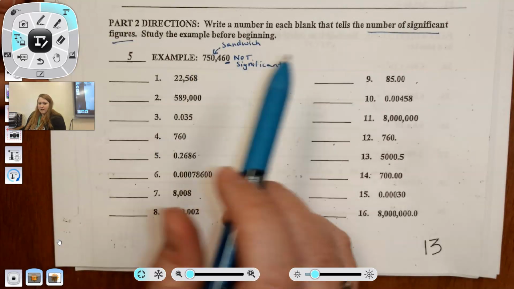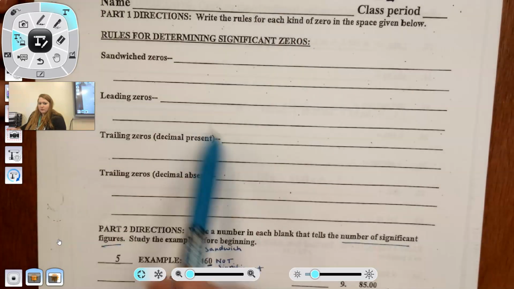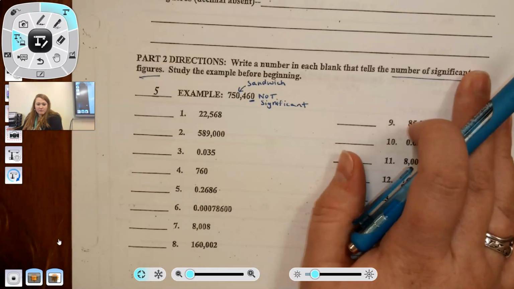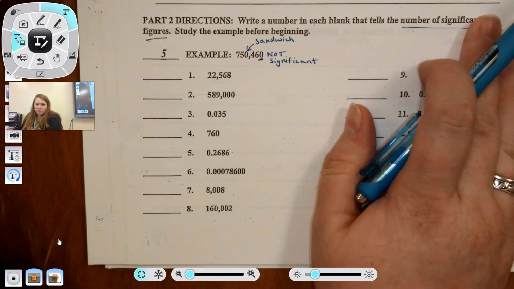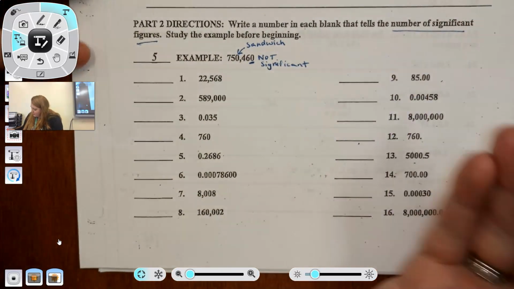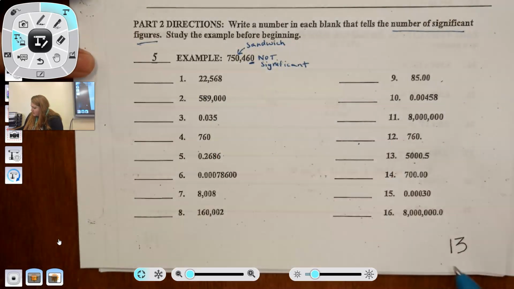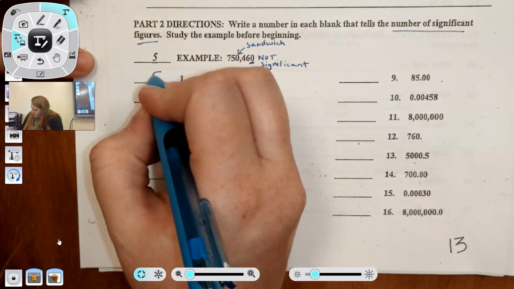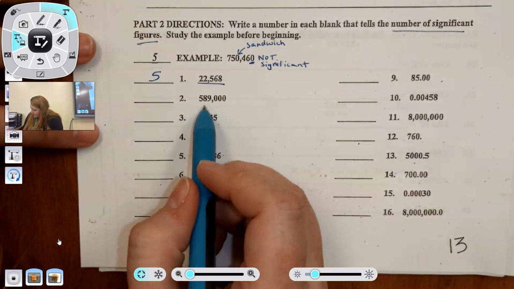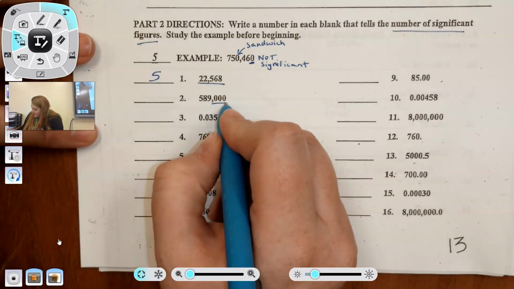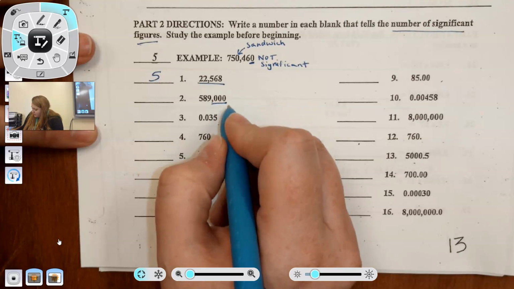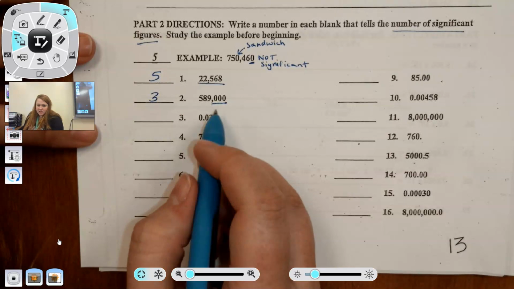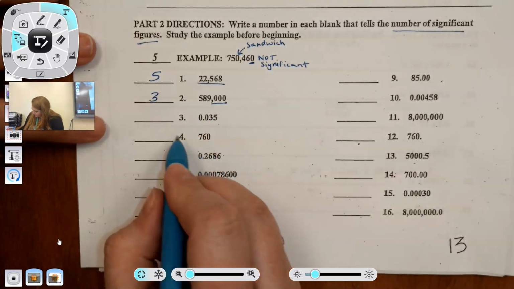You want to make sure that you have your rules for zeros written out here and or in your notebook, or you're going to want the PowerPoint pulled up with the rules. So let's go through each of these, and we're just listing the number of sig figs. So here, these are all non-zero numbers, so there's going to be 5 sig figs. Here, these are trailing zeros, and there's no decimals, so those zeros are not significant. There are only 3 significant digits, 5, 8, and 9.